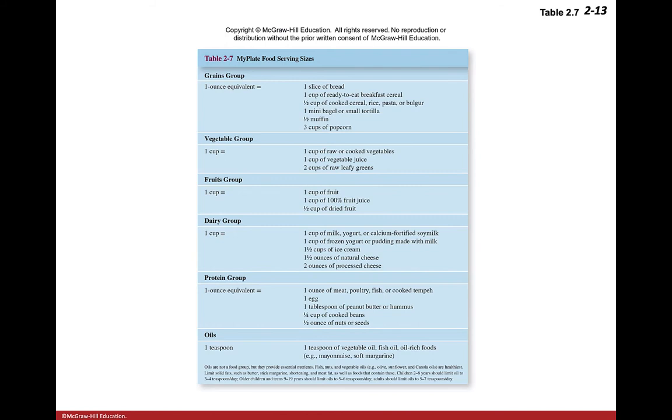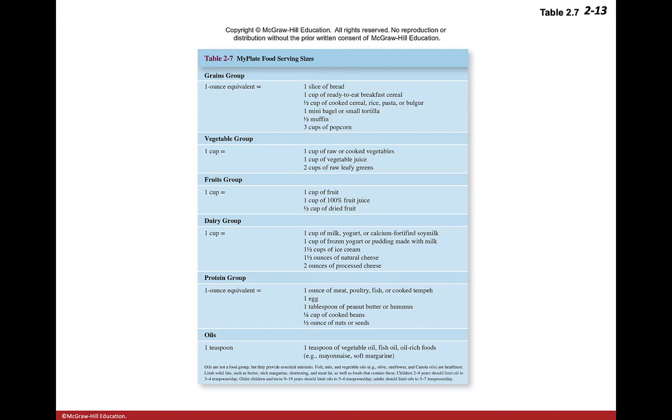Now here, we're looking at some ways of getting equivalents and 1 ounce serving sizes. So 1 ounce equivalent would be 1 slice of bread, a cup of ready-to-eat breakfast cereal, a half cup of cooked cereal, rice, pasta, or bulgur, 3 cups of popcorn, unsalted of course.